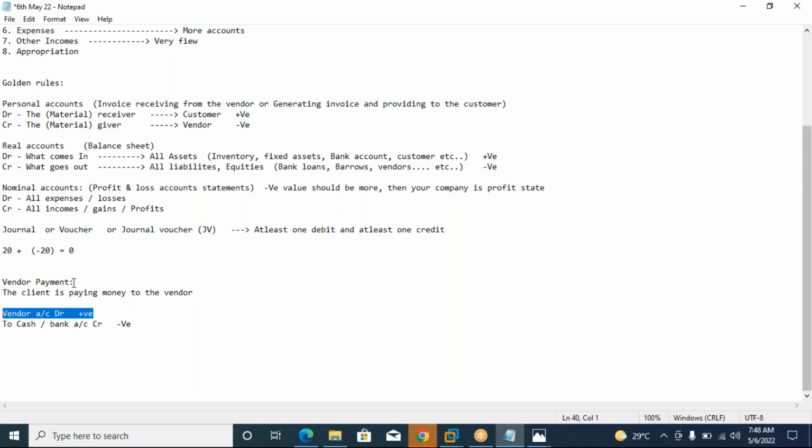Understood? So at the time of vendor payment, don't look at the vendor scenario. If you look at the vendor, it will be confusing. So look at your cash or bank. See, if money is coming into the picture, you need to remember cash or bank. Whether it is increasing or decreasing, it is decreasing because I am making a payment to the vendor, so the bank is credited and the vendor account is debited. Okay, let me show you in the system.